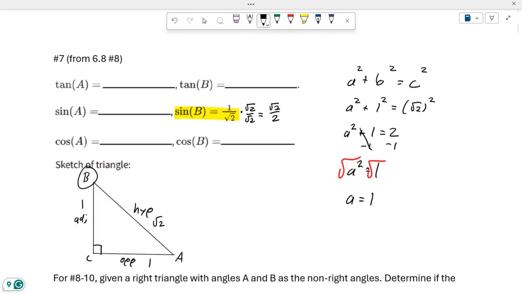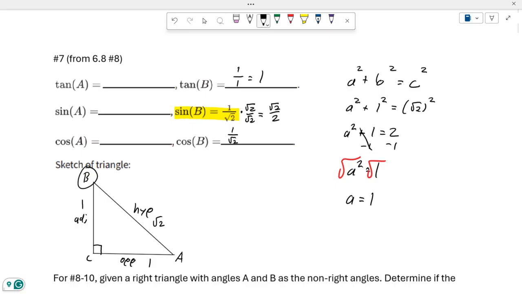We'll stick with angle B because we've already started with angle B. The definition for tangent in a right triangle is opposite over adjacent. So opposite is 1, adjacent is 1. 1 divided by 1 is 1 because any non-zero value divided by itself is 1. The definition for cosine is adjacent over hypotenuse, and my adjacent is 1, and my hypotenuse is root 2.